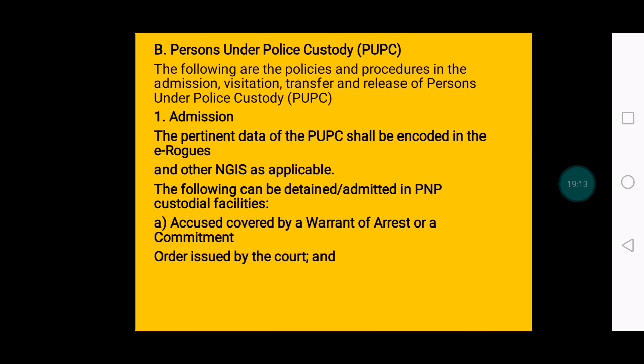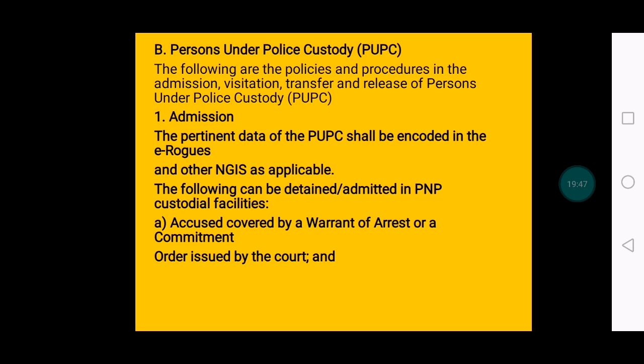Letter B is the persons under police custody. The following are the policies and procedures in the admission, visitation, transfer, and release of persons under police custody. Admission. The pertinent data of the PUPC shall be encoded in the IROCS and other NGIS as applicable. The following can be detained, admitted in PNP custodial facilities.